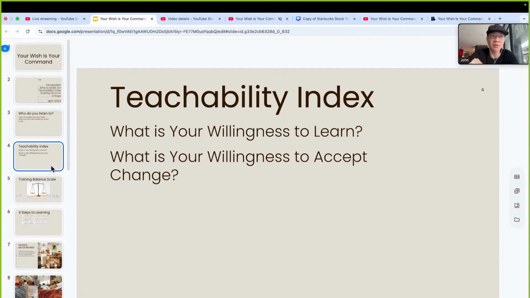You have to give yourself a score, 0 to 10. So there are two numbers. Number one, what is your willingness to learn on a scale of 0 to 10? You get that, just give yourself an honest assessment.